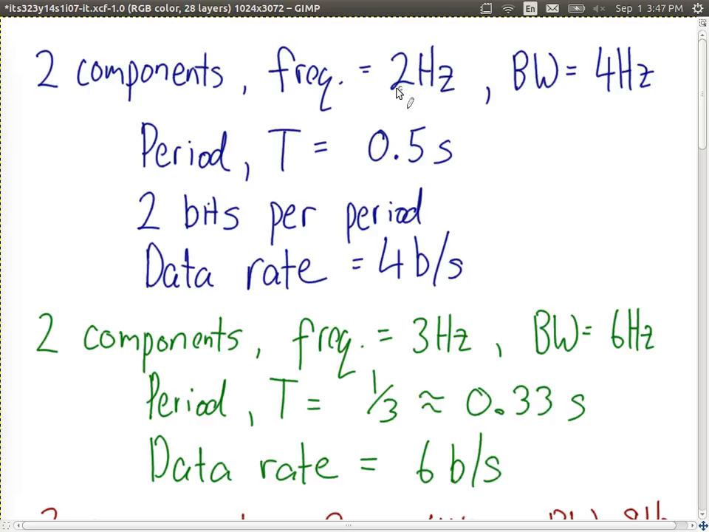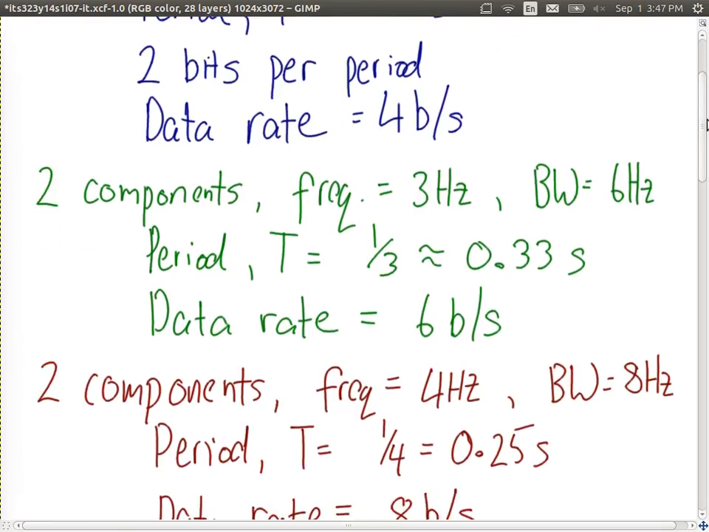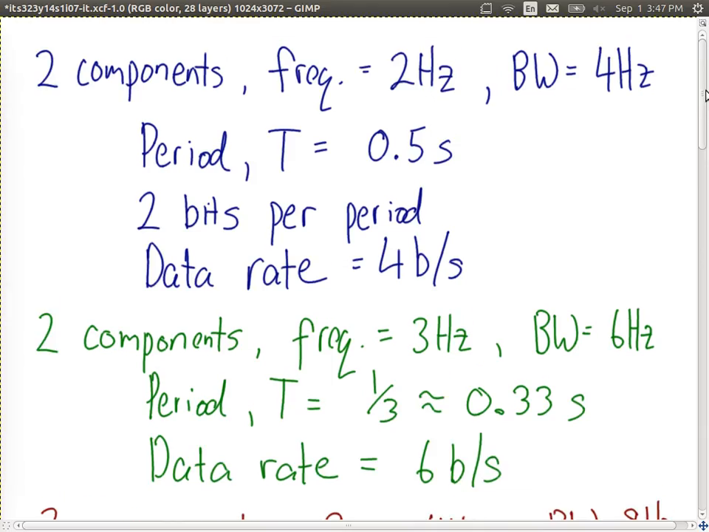The first one had a frequency of 2 hertz, bandwidth of 4 hertz. Second one, a frequency of 3 hertz, a bandwidth of 6 hertz. Then 4 hertz, bandwidth of 8 hertz. And the data rate we see increasing from 4, 6 to 8 bits per second. Generally, an increase in frequency and or an increase in bandwidth leads to an increase in data rate.